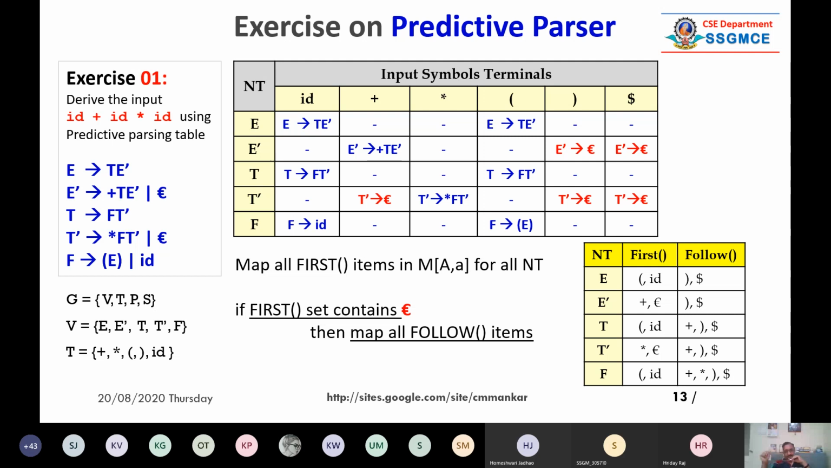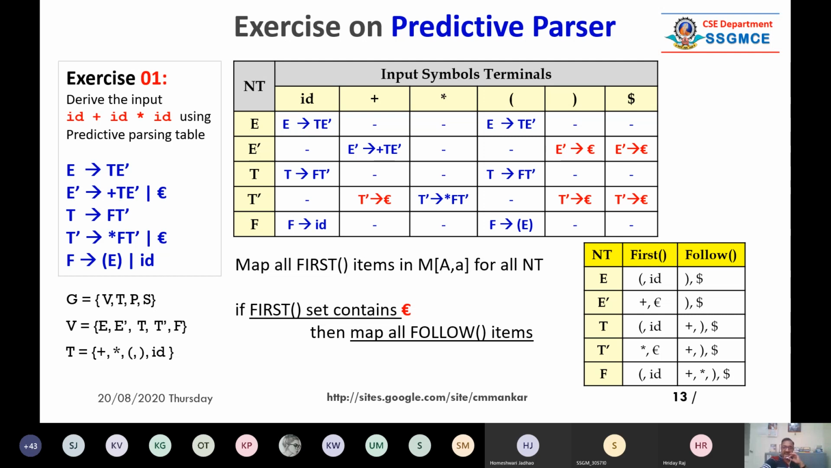with the alternative production rule. So here, this is a left factored and non-recursive grammar. That's why here you will observe that in this grammar, all production rules start with a different symbol. All rules are starting with a different symbol. So there are some look aheads like plus and star and opening bracket. So we have to map all the first items for all the non-terminals. We have to map all the follow items if first contains epsilon. So this is the algorithm.